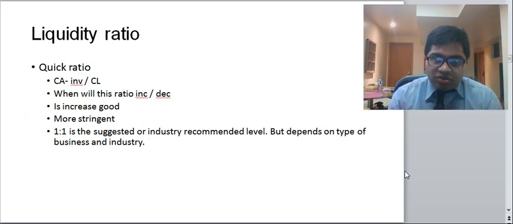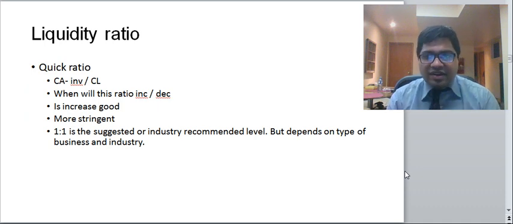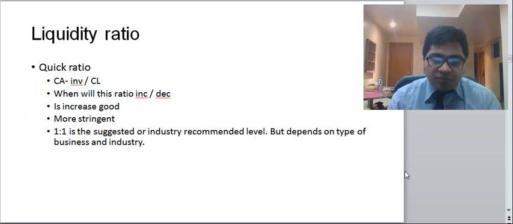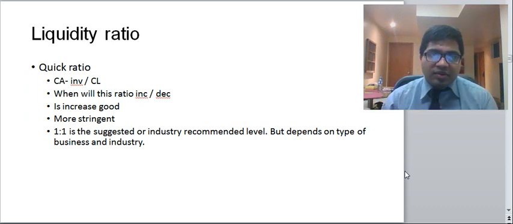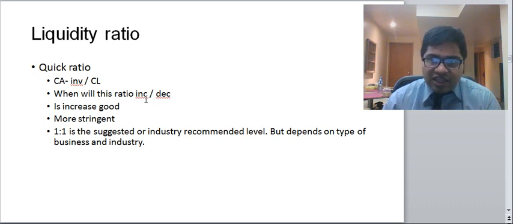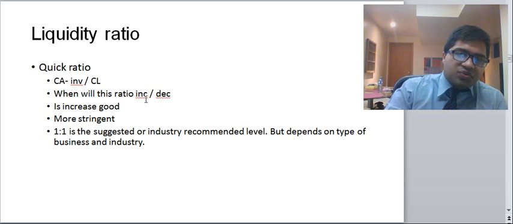Next ratio is quick ratio. So last ratio we discussed, there is an issue with inventory. Inventory may not be so liquid. So to avoid this issue, we remove inventory from numerator. So quick ratio is constructed by removing inventory from numerator. This ratio increases when current assets improve, that is cash and short-term investments are more as compared to current liabilities. It is more stringent and increase is generally good. Suggested ratio is 1 is to 1.